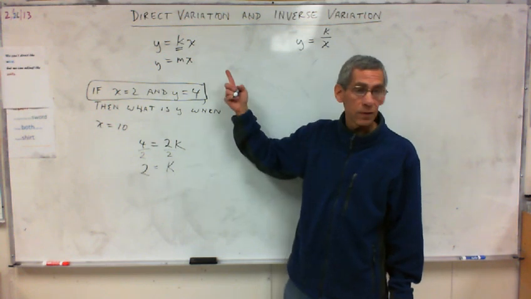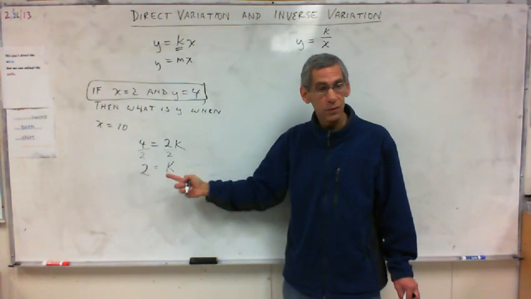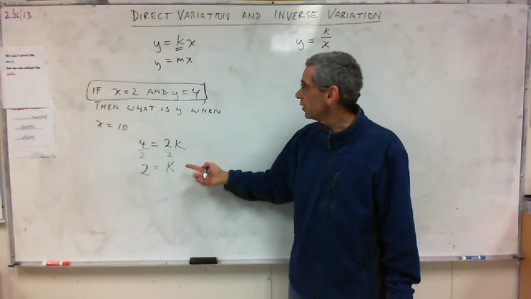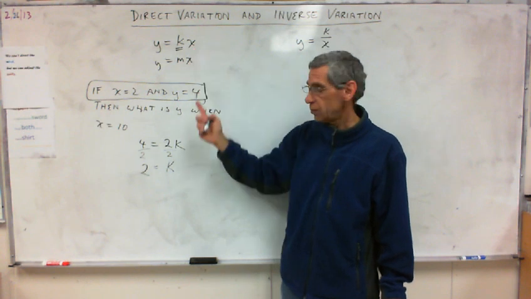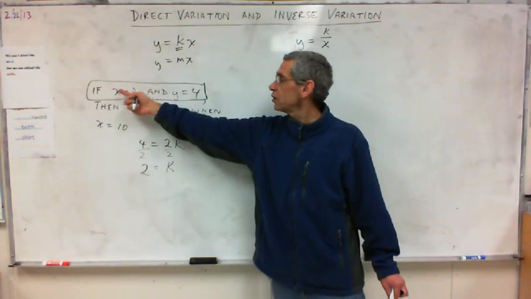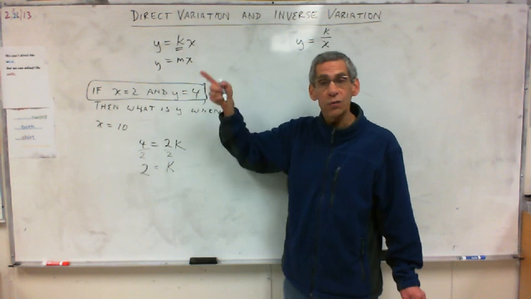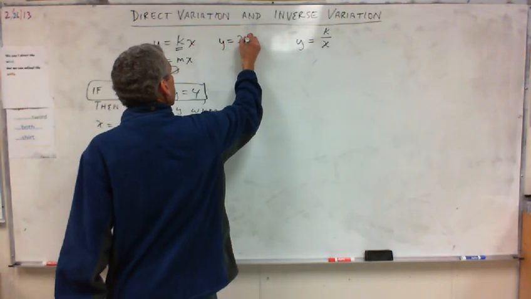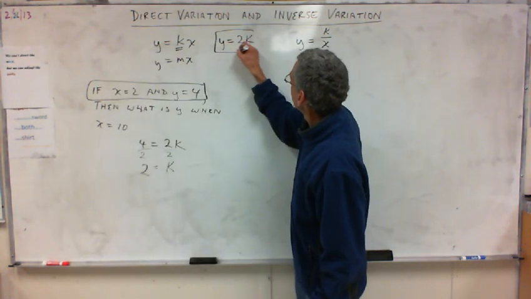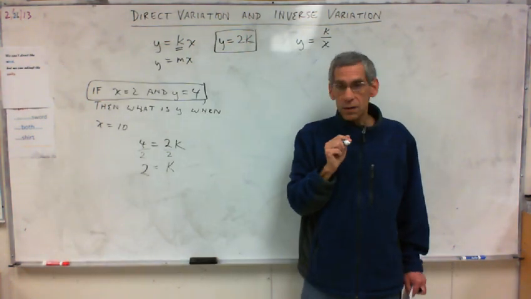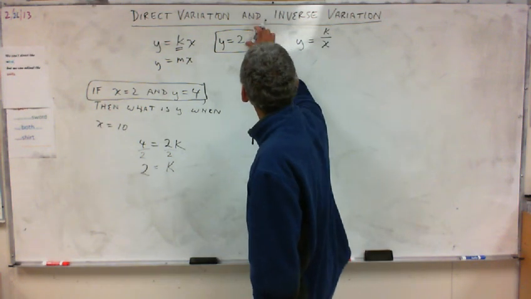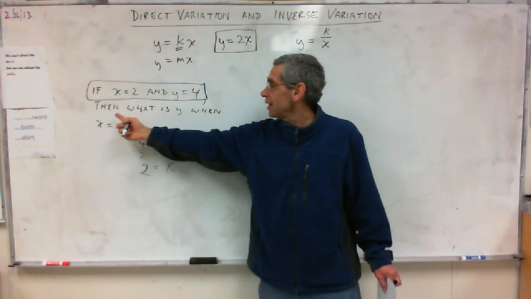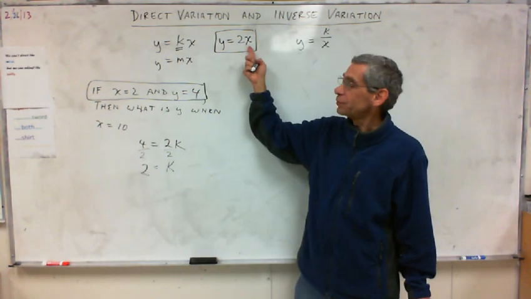So what's my real formula then? Y is equal to 2x because k is 2. So you use the first bit of information to find your k. Now you can write the real formula. The real formula is y is equal to 2k. Wait, is it 2k or 2x? I'm sorry. Sorry, 2x. Thank you. Y is equal to 2x.